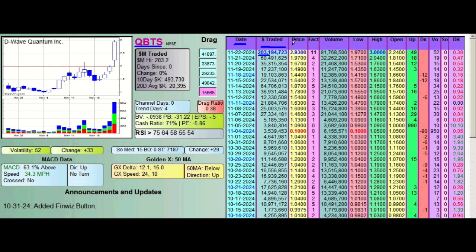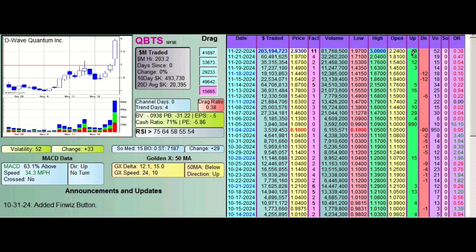The next column is the price she closed at. And if it's bold blue like this, that means it's a 200-day high. The next column is our factor. This is what we base a lot of our scans on. This is proprietary. Nobody else has this. Then you have your actual volume, and then your intraday low, high, and open. And if she went up, there'll be a number in here, and if she went down, this is percentages, like percentages here of how she moved.